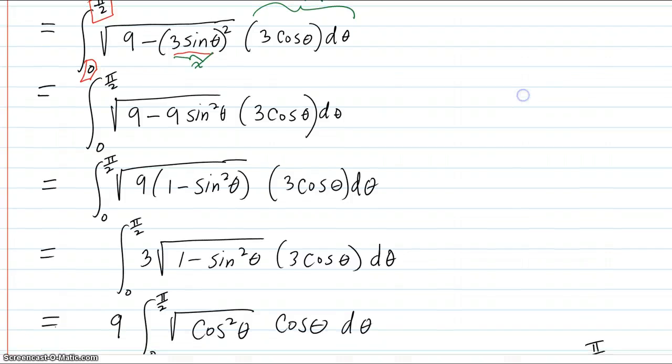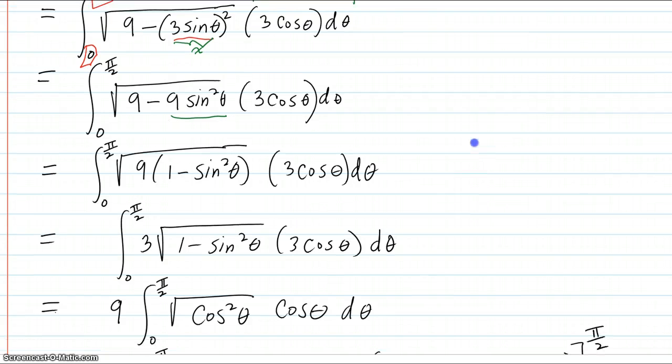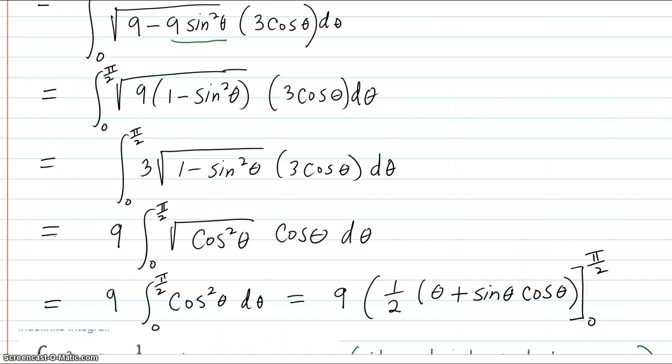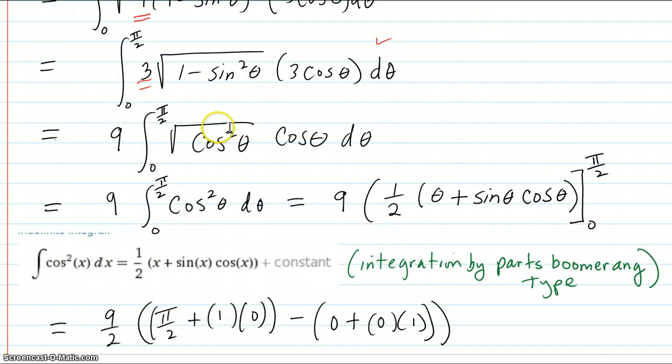Okay, so then we just go ahead and clean that up a little bit. 3 squared sine squared theta comes down here to 9 sine squared. Factor out the 9. Take the 9 out of the square root to become 3. Square root of 9 is 3. Get it to here. Use a trig identity. 1 minus sine squared is cosine squared. Cosine squared, square root is cosine, and you get cosine squared.